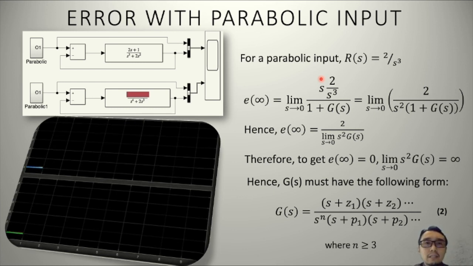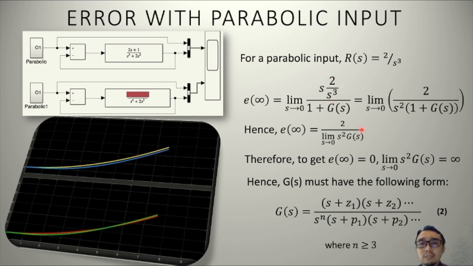Finally, we will look at the error with parabolic input. So if you transform the expression for the parabolic input, you will get R(s) equals 2 over s cubed. And if you substitute 2 over s cubed into the same equation, you will see that in order for the steady state error to be 0, you need the denominator here to be infinity. In this case, same as before, the equation is the same, but because you have an extra s squared here, then n should be 3 or larger.